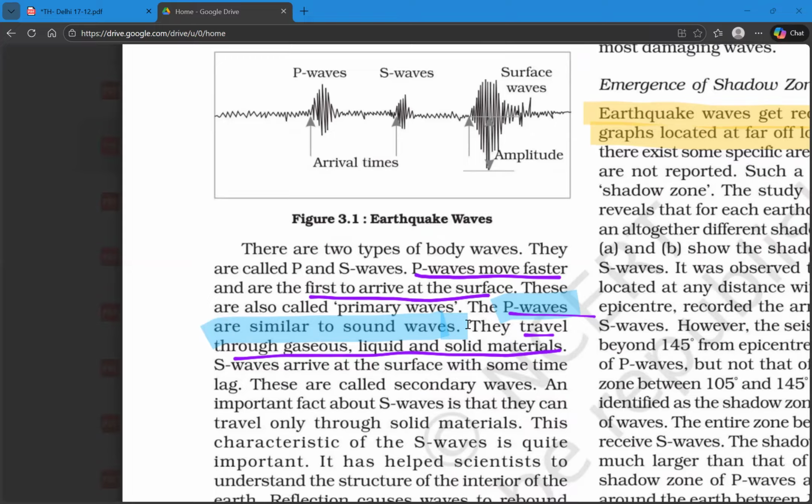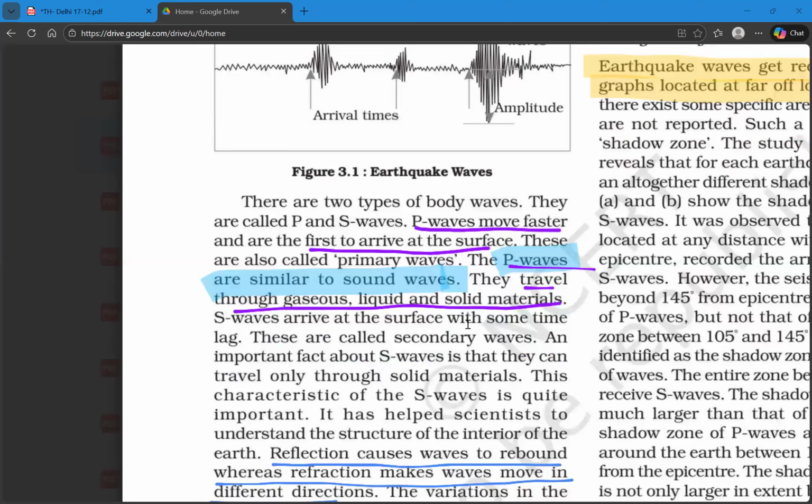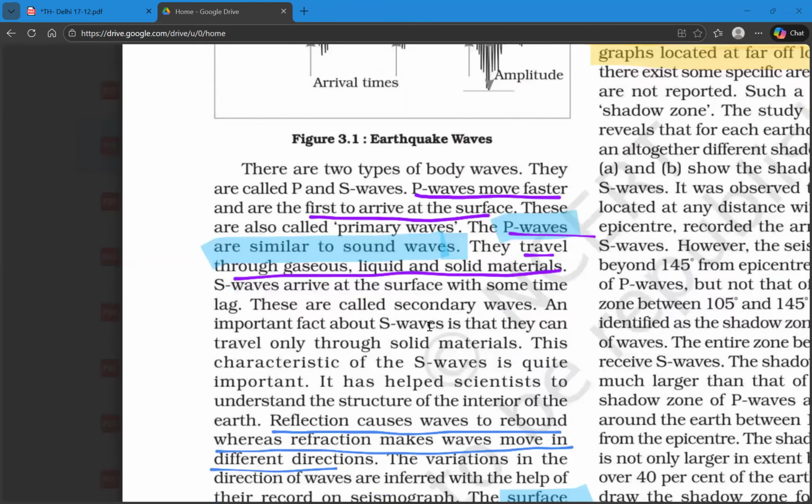So, what are the properties of P waves? P waves are called primary waves. They are similar to sound waves as they travel through gaseous, liquid, and solid materials. They are the first to arrive at the surface. But S waves arrive at the surface with some time lag, so that's why they are called secondary waves. An important fact about S waves is that they can travel only through solid materials, while P waves can travel through all three media. S waves can travel only through solids.